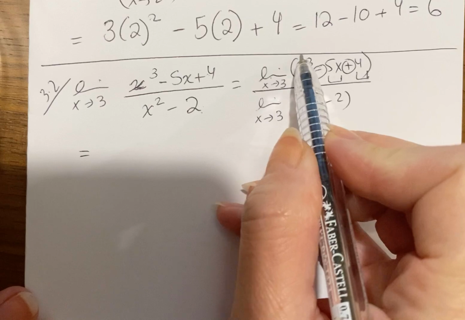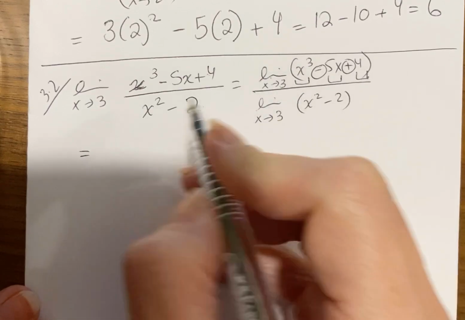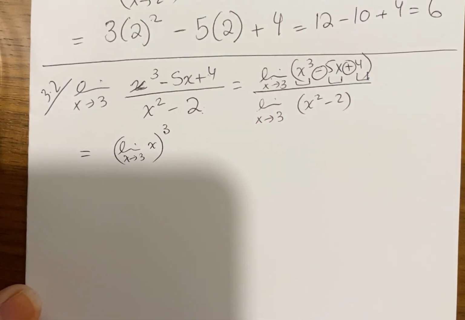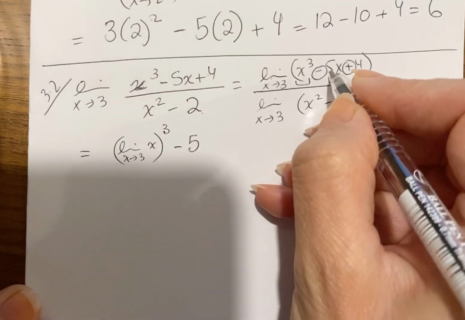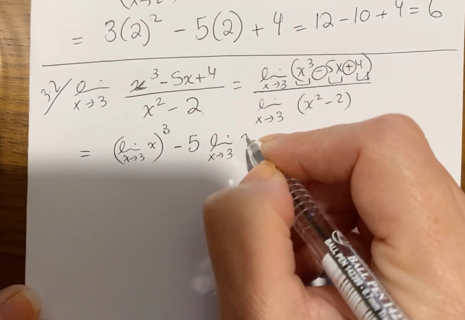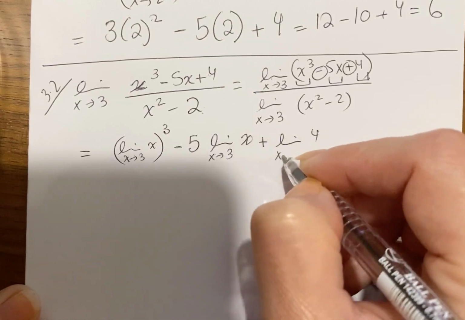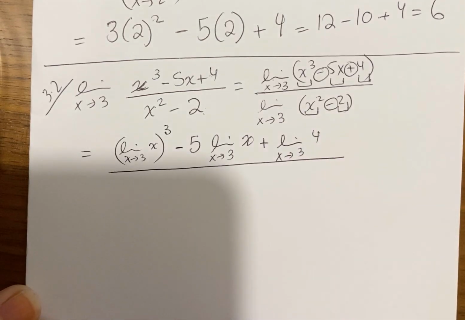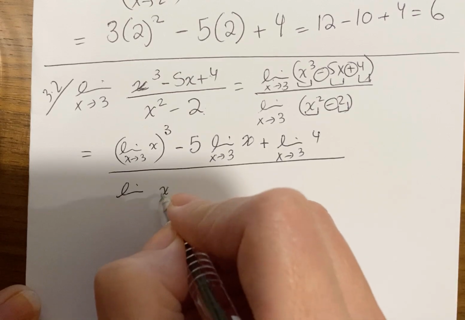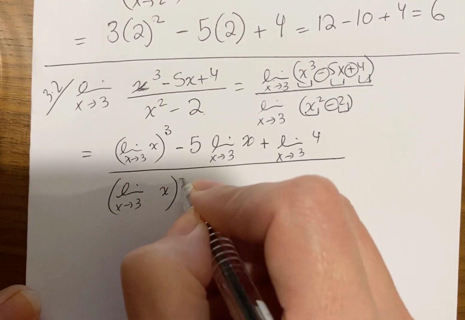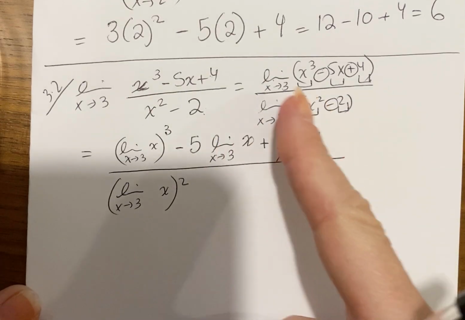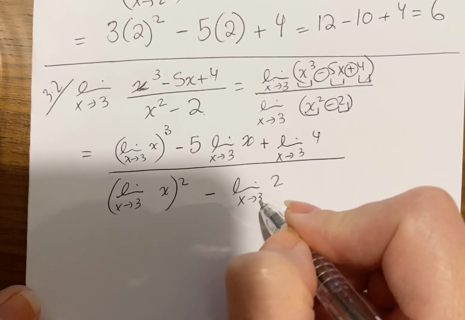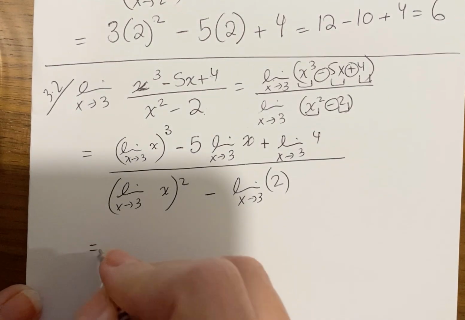The limit of the first one, x cubed now, at 3, what is it? It's the limit of x, but then what do you have to do to the answer? Cube it. Minus 5 limit of x plus limit of 4 over limit of this alone minus the limit of this one alone. So we become limit x. The answer should be squared, because the limit of x squared is the same as the limit of x, the answer squared, minus the limit of 2 as x approaches 3.